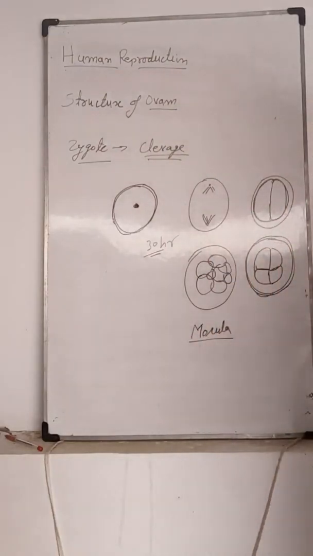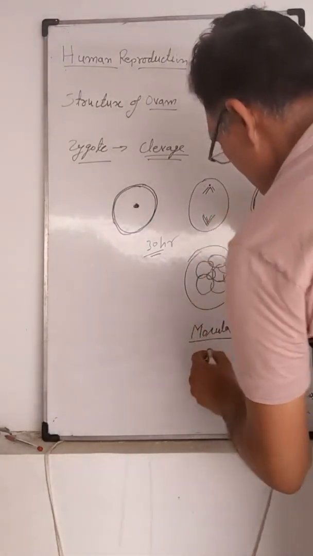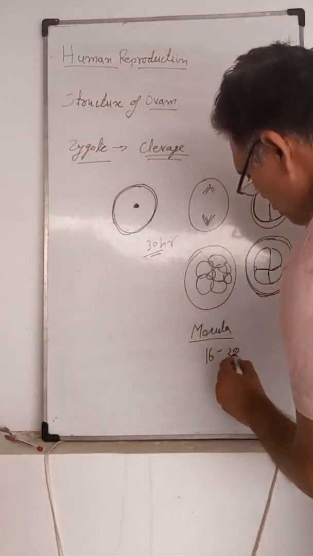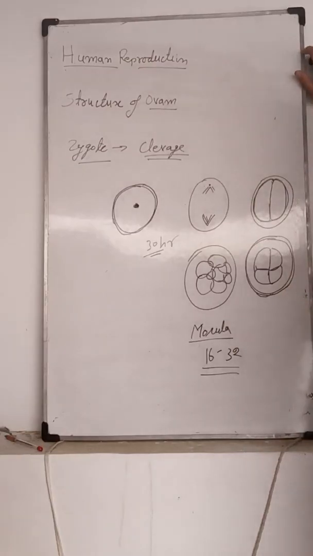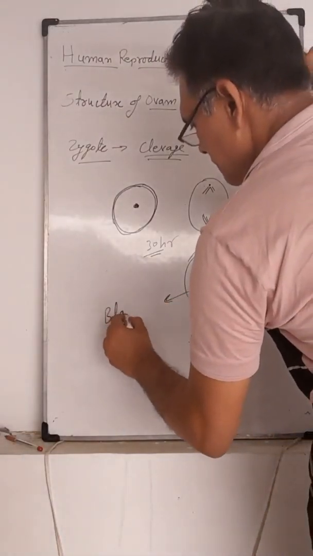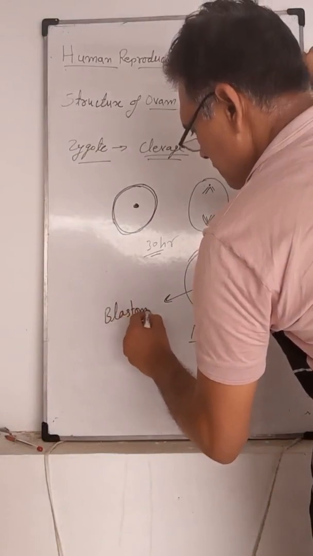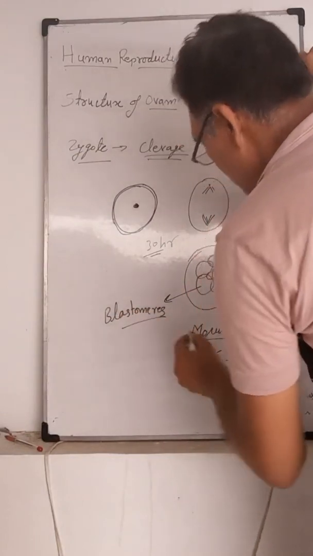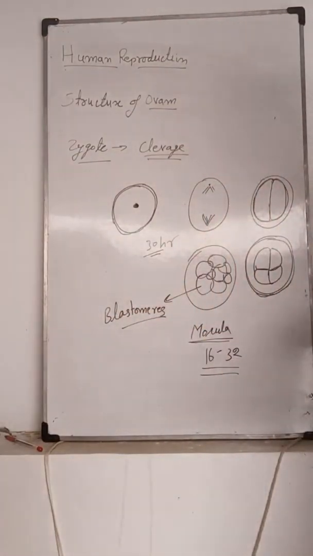Morula stage, we can say early morula. In the morula, there are 16 to 32 cells, and these cells are known as blastomeres. This is the morula stage.